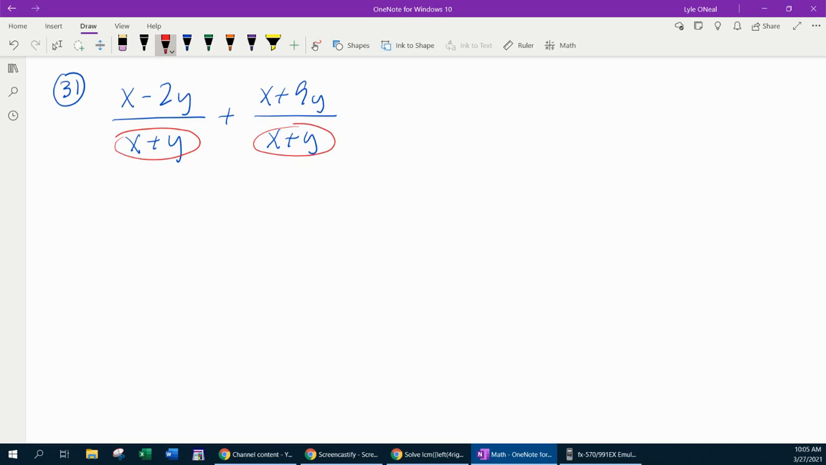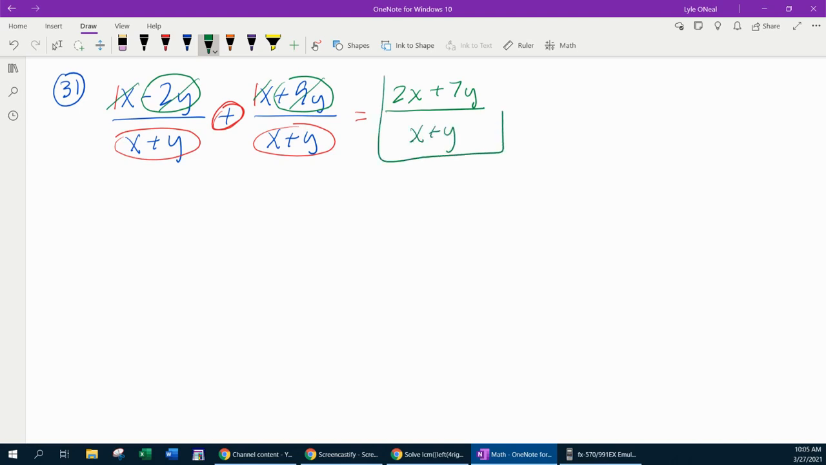Their denominators are identical, and that means that I can go ahead and add the numerators. Okay, so let's start. We have 1x plus 1x, so that's going to give me 2x. I've got a minus 2y plus 9y, which makes plus 7y. So now that I've combined all the terms in the numerator, I simply say all over the common denominator.